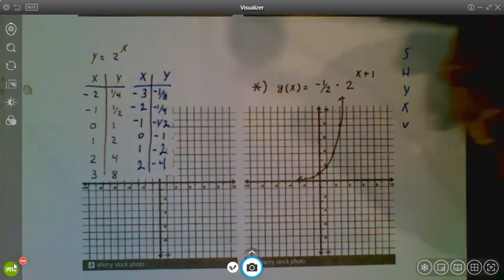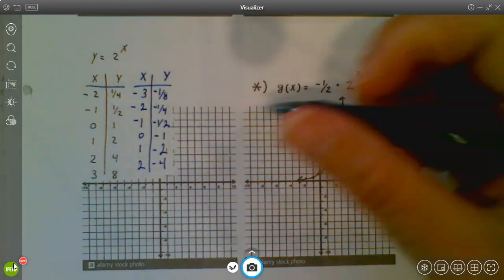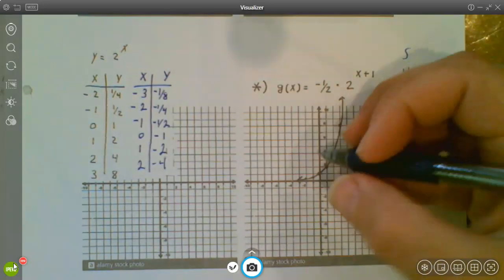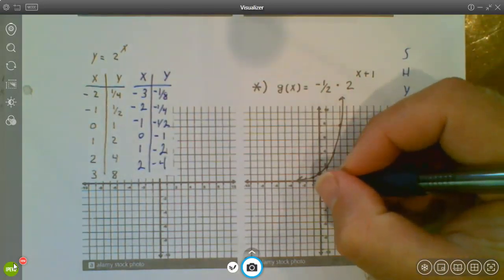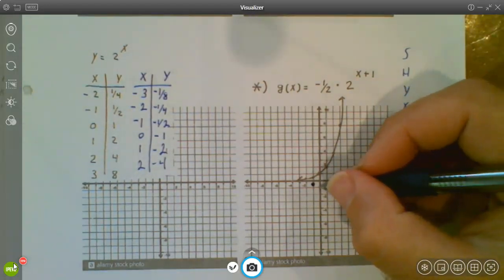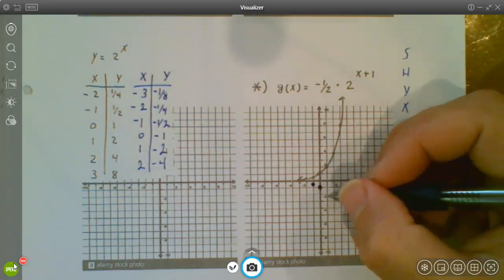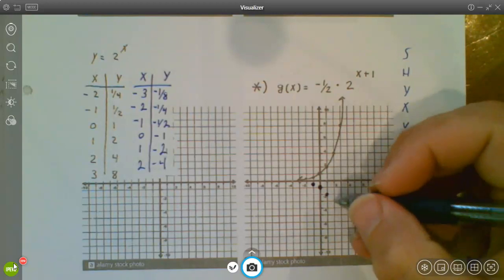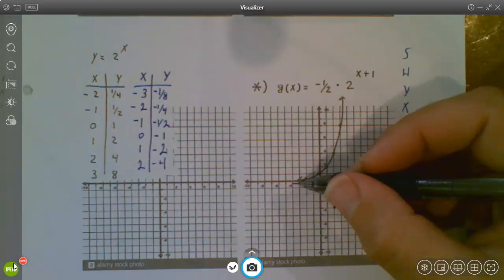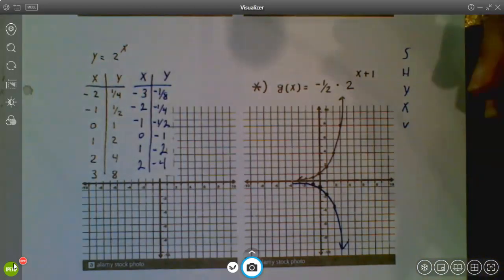And so all we'd have to do now is plot those values to create the new graph. Let me just plot a couple of them. So like negative 2, negative 1, negative 1/2. It'll put me about here. 0, negative 1. 1, negative 2. And 2, negative 4. So we're just connecting the dots here, creating that new graph.